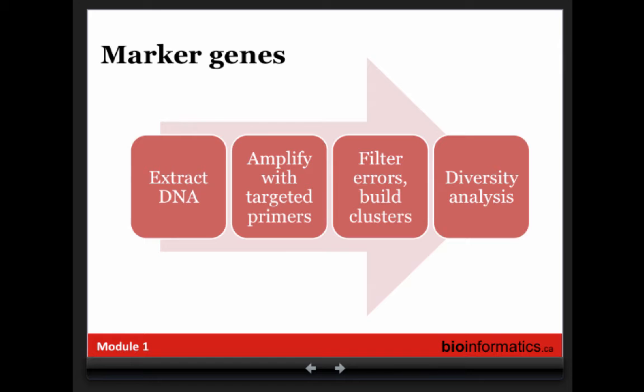Because NGS platforms produce short reads and typically don't cover the entire marker gene, these targeted primers usually target specific regions of a gene rather than the entire gene for sequencing, with the idea that you will be able to get a contiguous fragment for your analysis, rather than having to assemble the target region. And then sequencing platforms contain errors, so you need to filter out the errors and build the clusters, which we'll talk about in depth later on. And once you have your so-called OTUs, then you can do your diversity analysis.